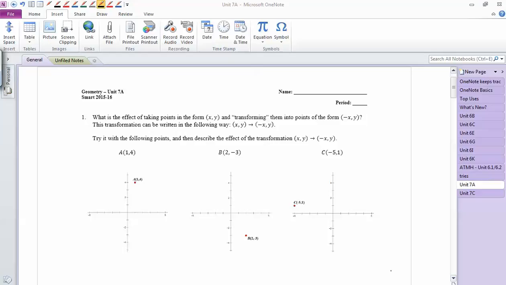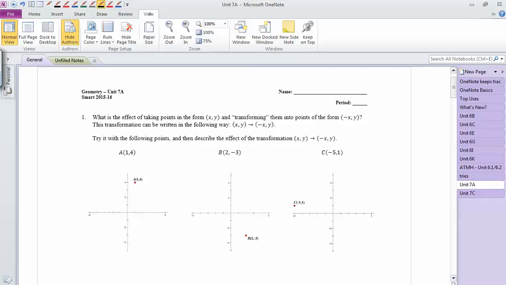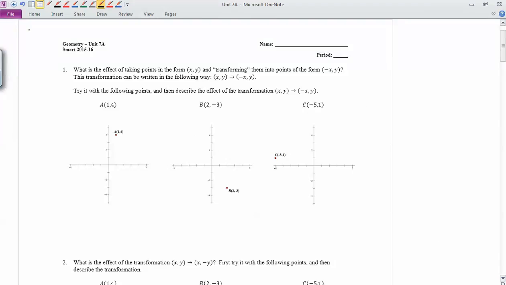All right, so this video is the Unit 7A handout. Let me go full screen here. Okay. So the idea of this video is going to be something called transformations.